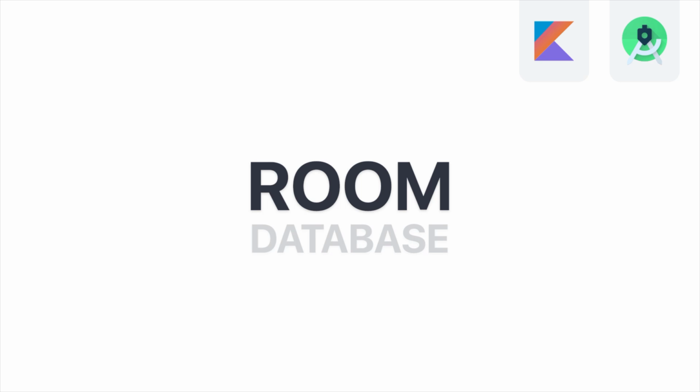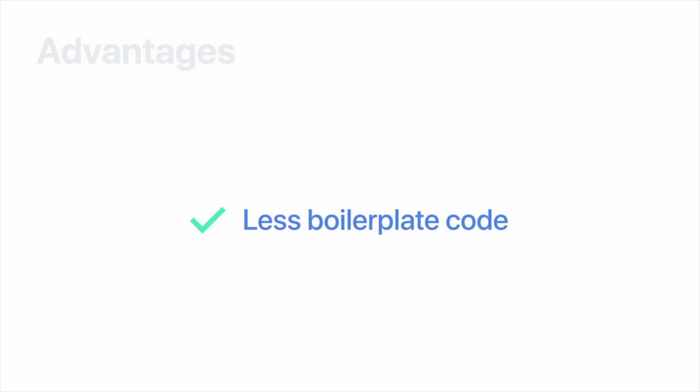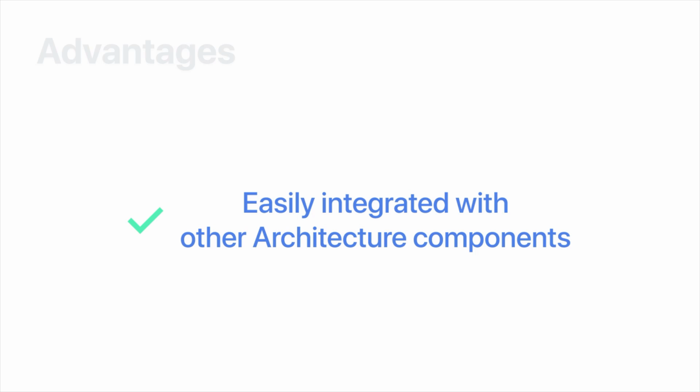Room library is built on top of SQLiteOpenHelper class, and the main advantages of using Room library are compile time verification of SQL queries. So each query and entity annotation is checked at compile time, which prevents your application from crashing at runtime. At compile time it checks not just the syntax but missing tables as well. Next advantage is less boilerplate code, and it's easily integrated with other architecture components like LiveData.